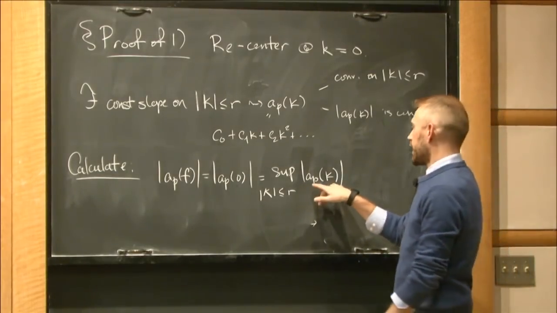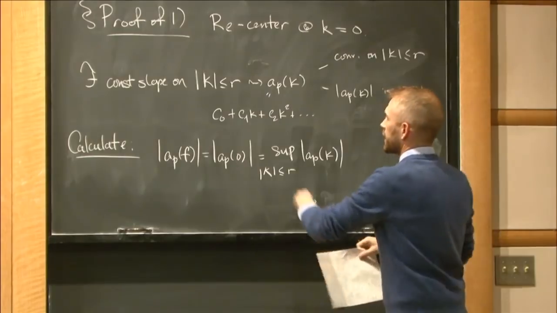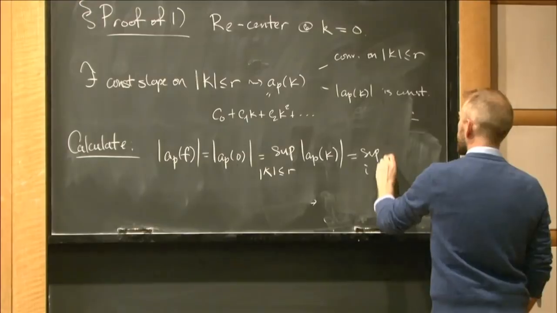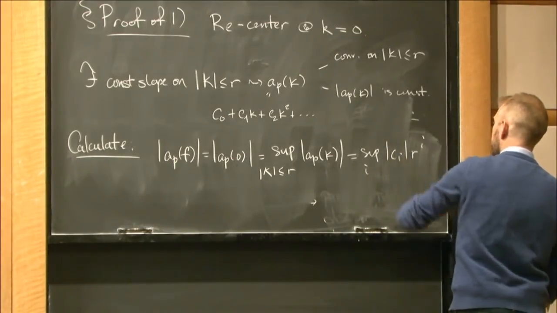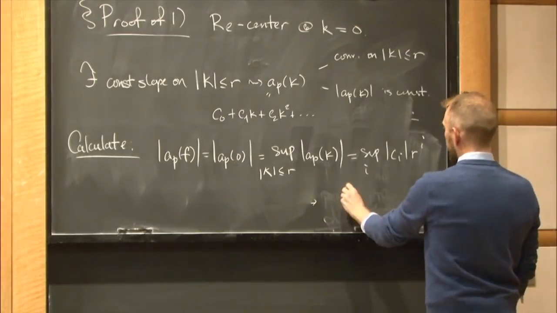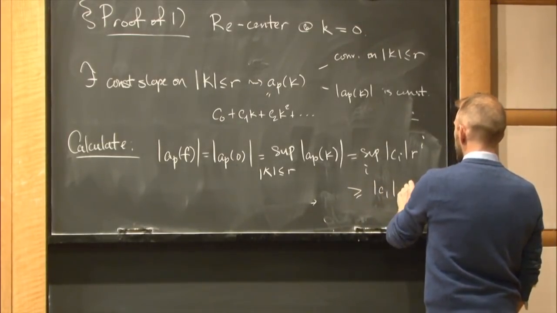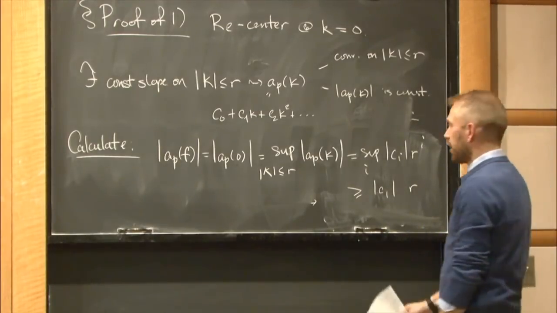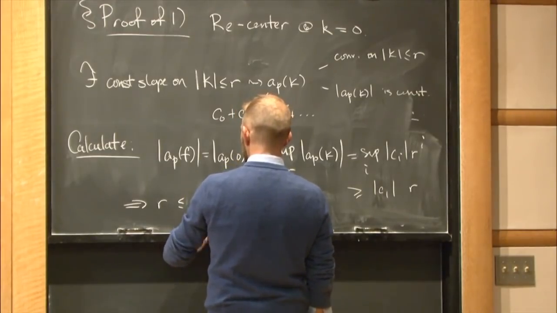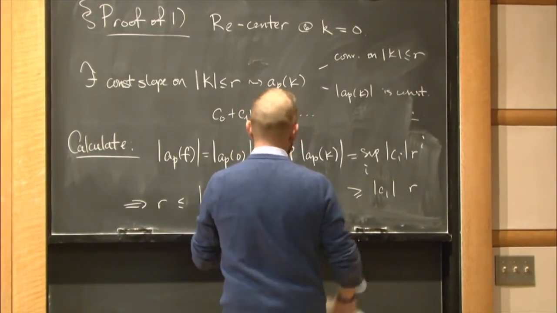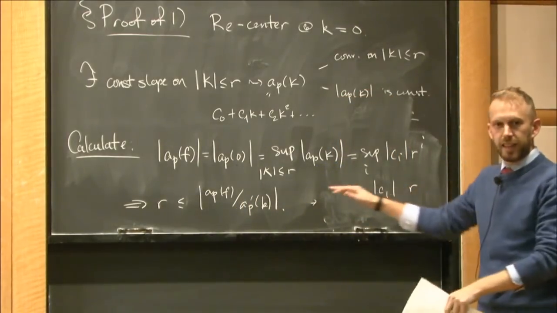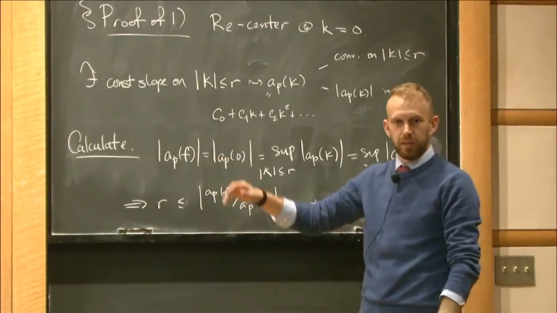In the p-adic world, when you calculate the sup on the boundary of the disk, it's the Gauss norm of this power series. It's the sup over i of the norm of c_i, r to the i. And this is bigger than or equal to the norm of c_1 times r. That tells you that r is at most AP divided by the derivative of AP, which is AP prime. Obviously there's no content if AP prime is vanishing. And so that's what I said over there.